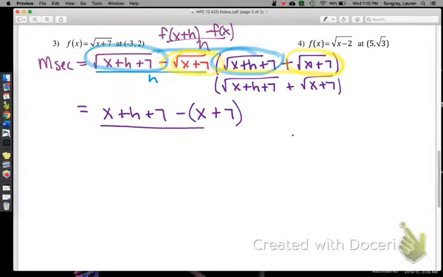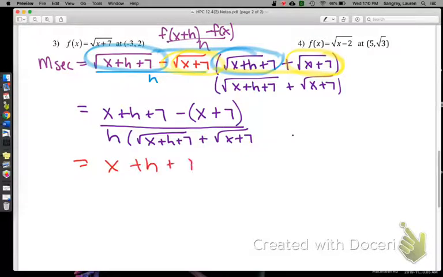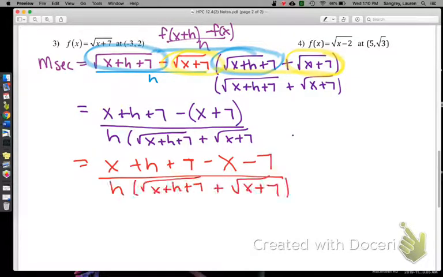Now, the denominator, do not do extra work for yourself. Do not multiply anything out. Just keep that h in front and keep all that square root mess by itself here. Okay, so we're just going to clean up the numerator a little bit. So I have x plus h plus 7 minus x and minus 7. And this whole mess in the denominator.